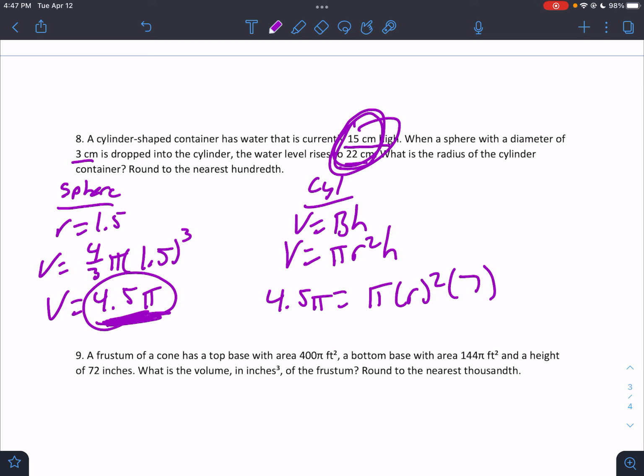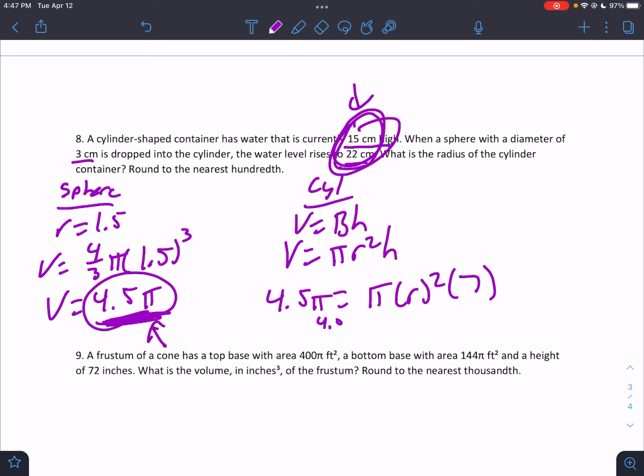This is kind of a tricky question. So this is the displaced height. This is the displaced volume. We've never had one of those. So we actually know the displaced volume. We know the volume of the object going into the water. It's 4.5 pi. We know the displaced height. It rose 7 centimeters. We can get the radius from this.